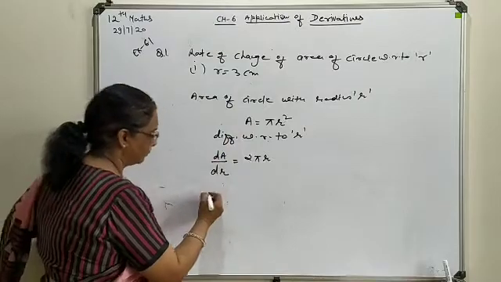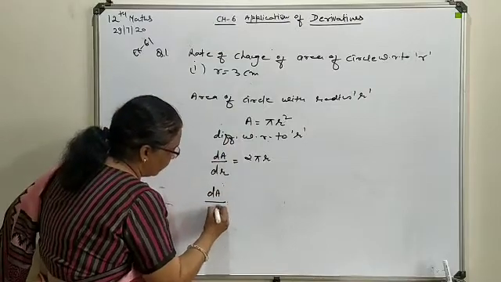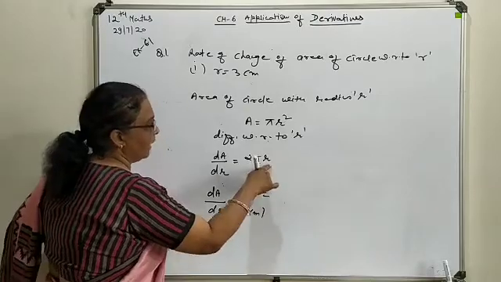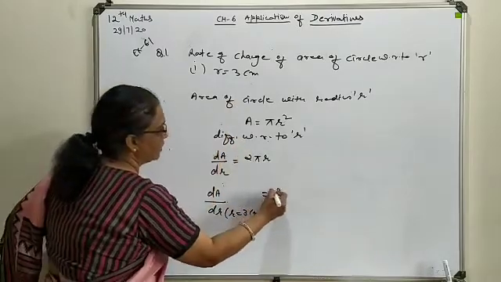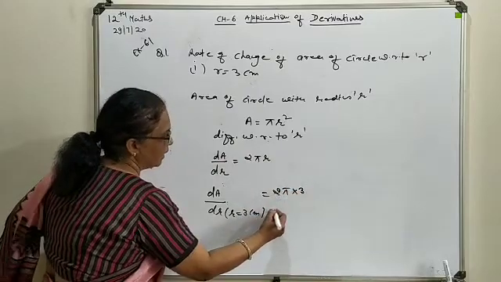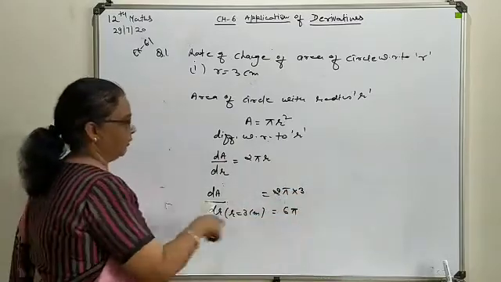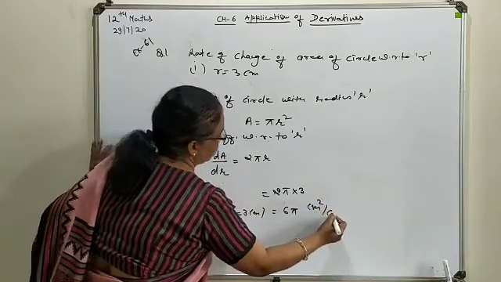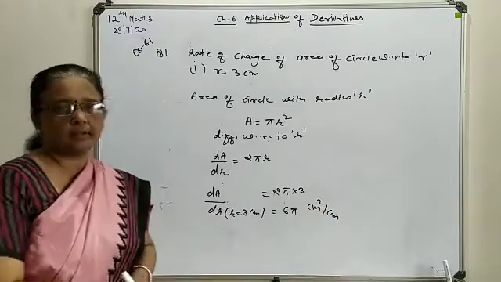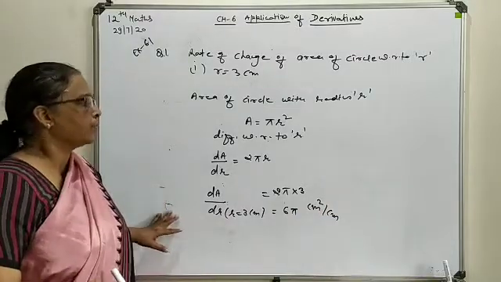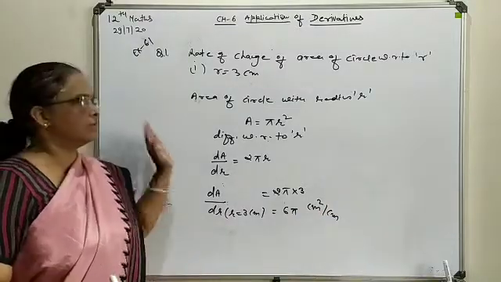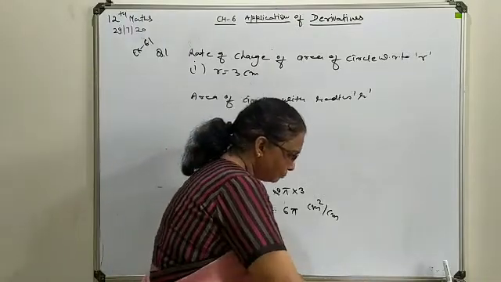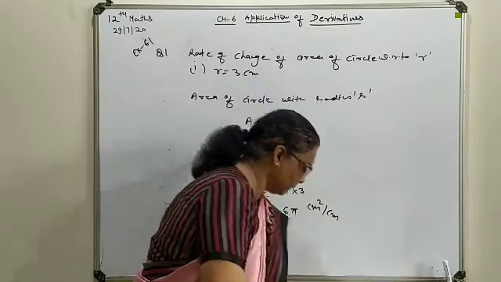So here dA by dr at r equal to 3 centimeter. In place of r you will write this 3. This is 2 pi into 3, so it will turn to 6 pi. Now the unit: as area, it will give you centimeter square per centimeter. It can be cancelled and shortened to centimeter. So this way this type of questions are to be handled. This is a very simple form. Now we move to question number 2.